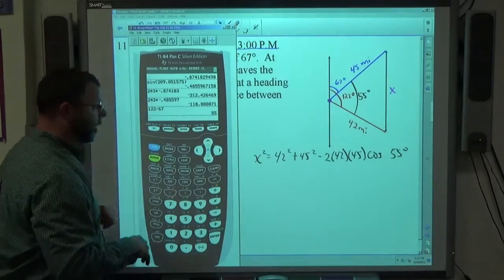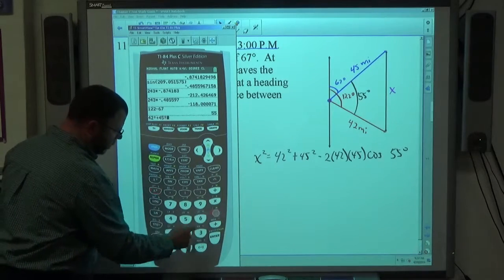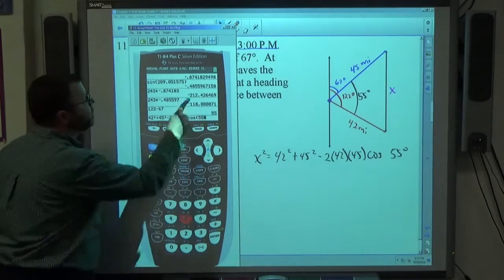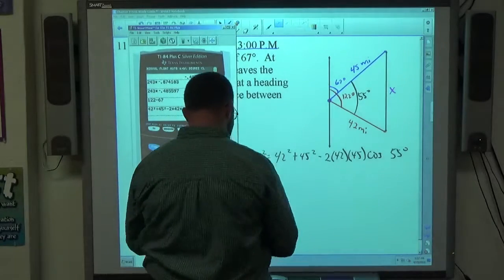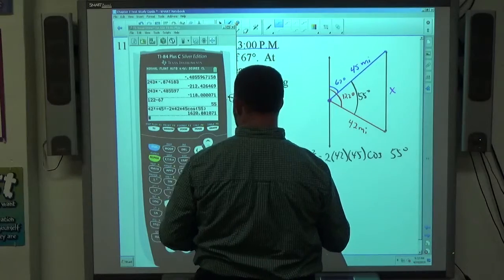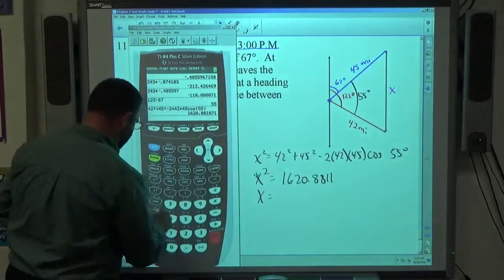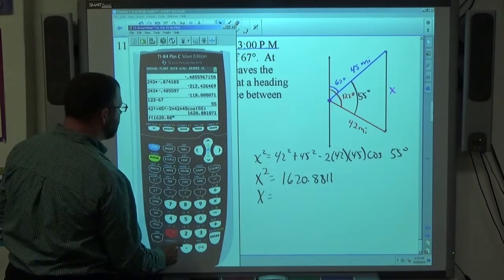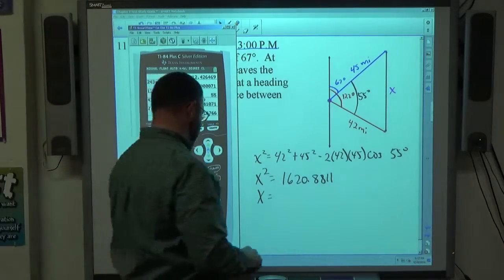Again, that says x squared equals, so if I type in 42 squared plus 45 squared minus 2 times 42 times 45 cosine 55, still in degrees, I know x squared is equal to 1,620.8811. So x is going to equal the square root of that, which comes out to 40.26.